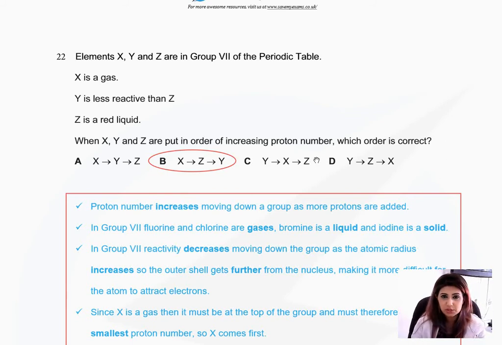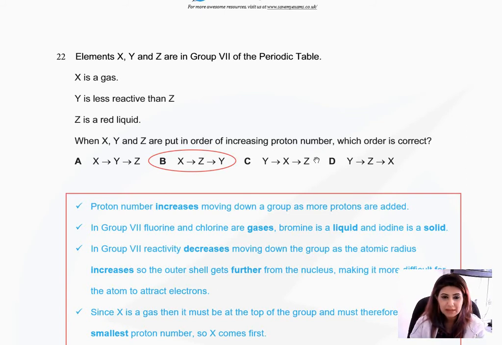X, Y, Z are in group 7, so we need to know the trend in group 7. We're going to learn this in more detail when you do the periodic table. When you look at group 7, have your periodic table in front of you. Fluorine and chlorine are gases. Bromine is a liquid. Iodine and astatine are solid.